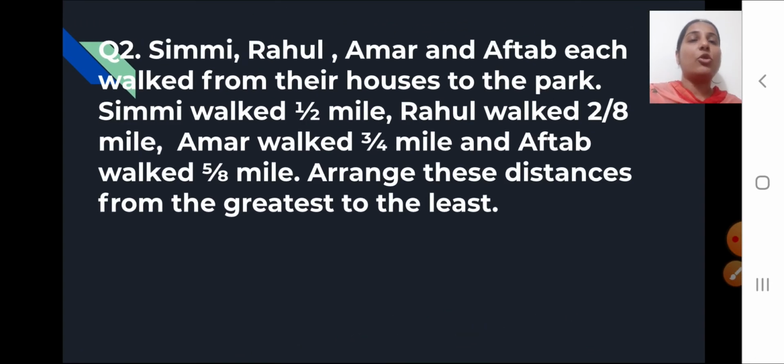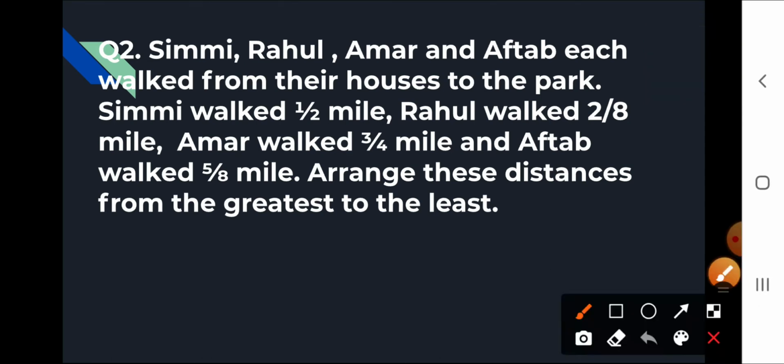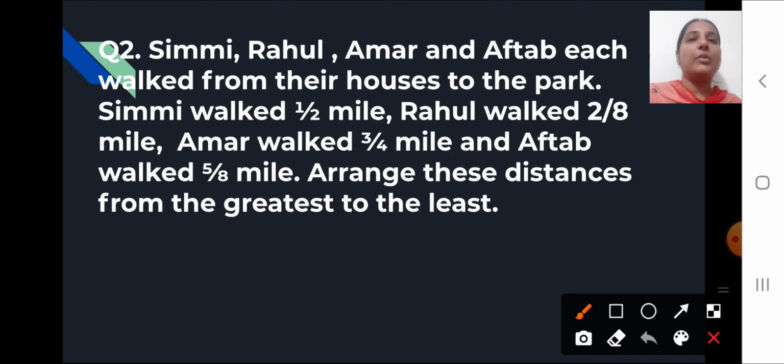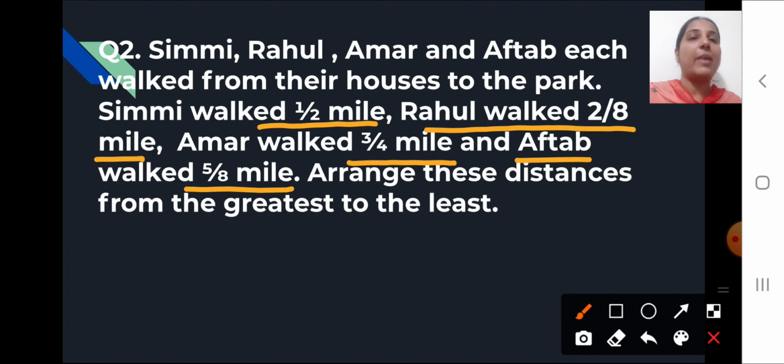Next question, question number 2: Simmi, Rahul, Amar and Aftab each walked from their houses to the park. Simmi walked 1/2 or half mile. Rahul walked 2/8 mile. Amar walked 3/4 mile and Aftab walked 5/8 mile. Now arrange these distances from the greatest to the least.